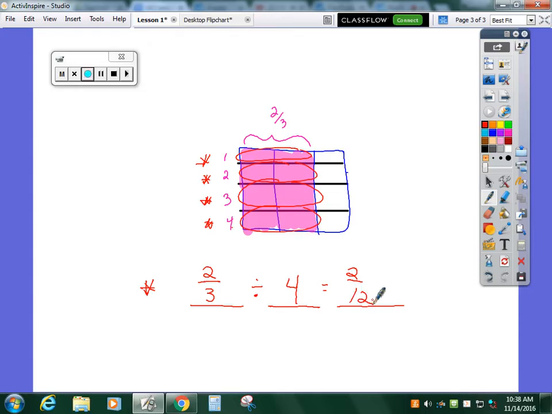Each section has 2 boxes in it. 1, 2, 1, 2, 1, 2, 1, 2. Perfect. So I know every section has 2. And this whole picture has 1, 2, 3, 4, 5, 6, 7, 8, 9, 10, 11, 12. Perfect.